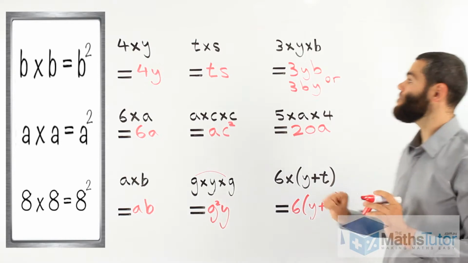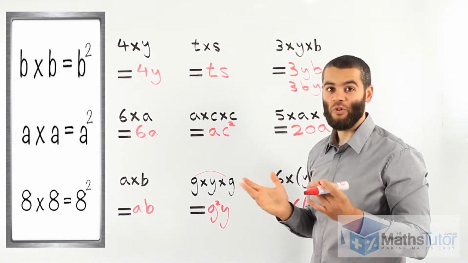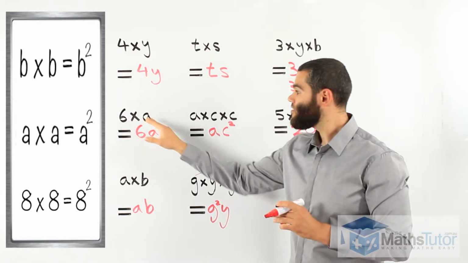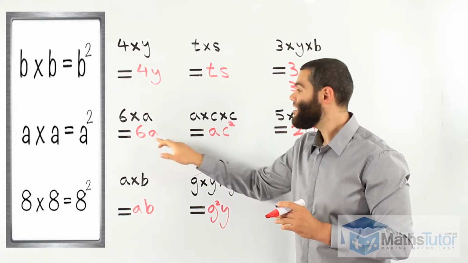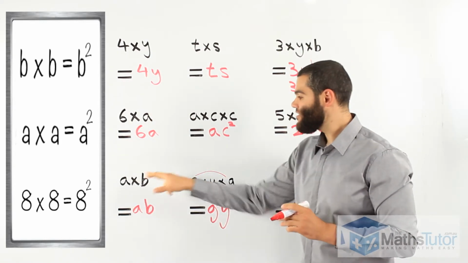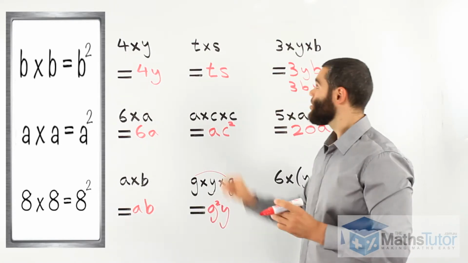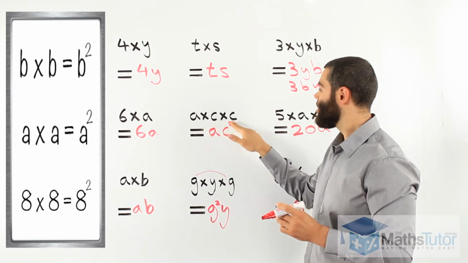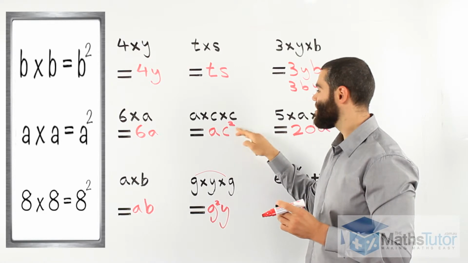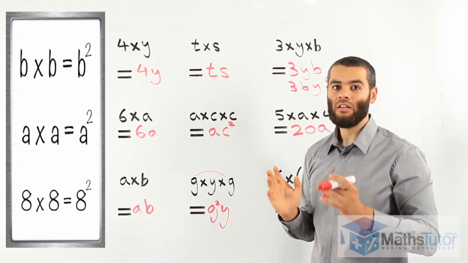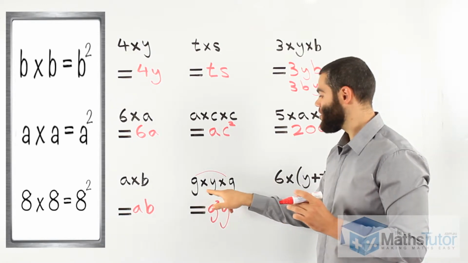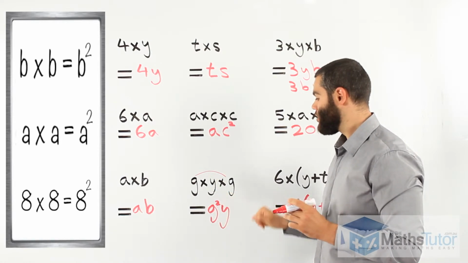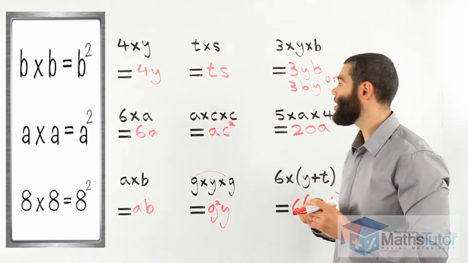So let's go through one more time. 4 times Y, 4Y. We've just said to the multiplication, bye-bye. 6 times A, 6A. 6A is exactly the same as 6 times A. A times B, AB. T times S, TS. A times C squared, AC squared. And we said C squared is the same as writing it as C times C. G times Y times G. G squared, G times G, times Y, G squared Y.